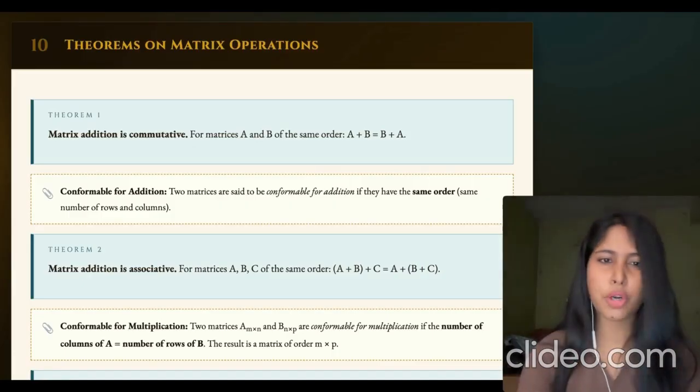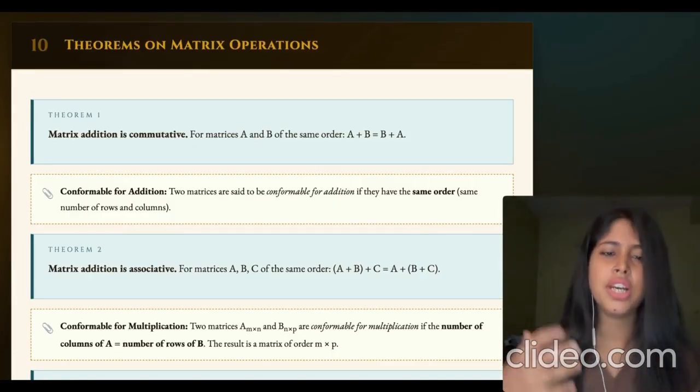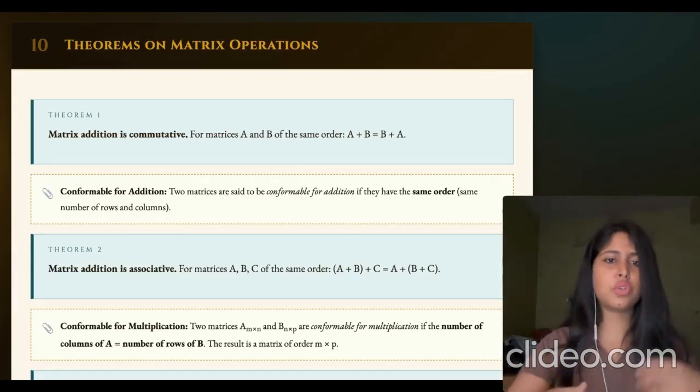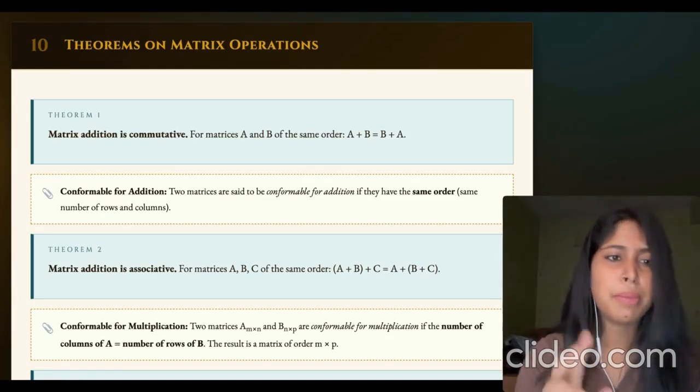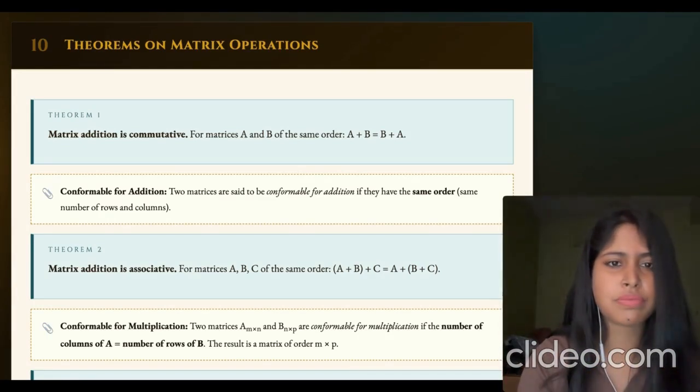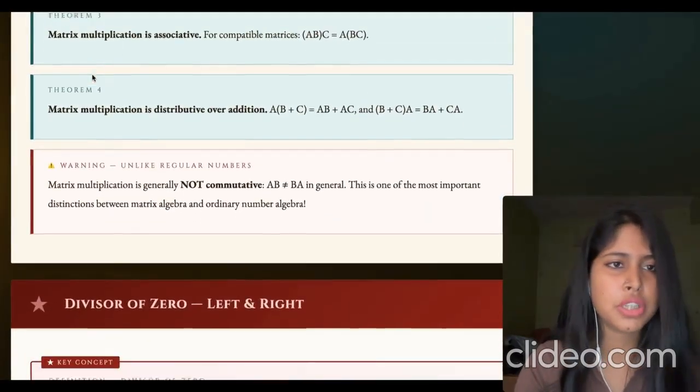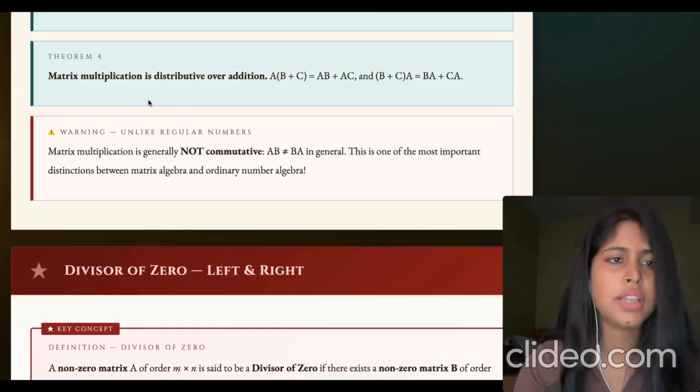Now this is very important, and this is very basic also. We have studied all these things in class 11 and 12. Divisor of zero is something new which we are going to do right now. But before that we have another theorem to understand. This is what multiplication is associative. And now coming to theorem 4.